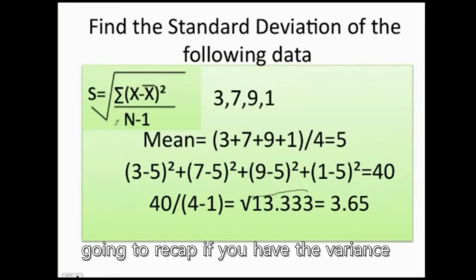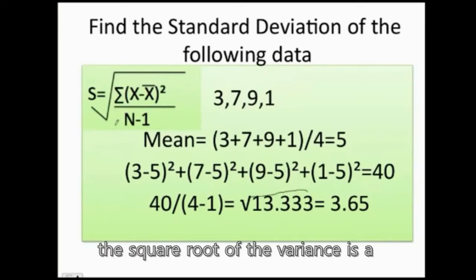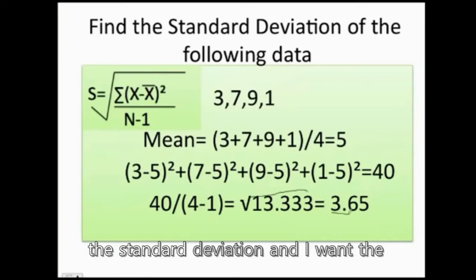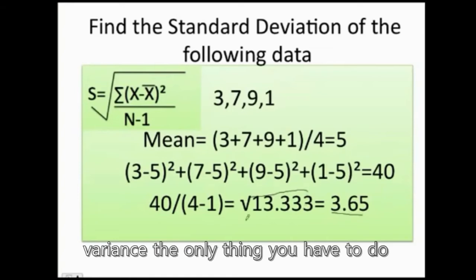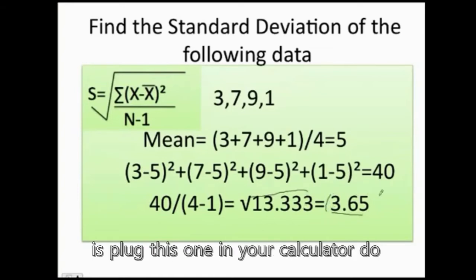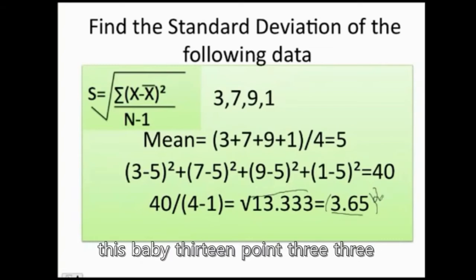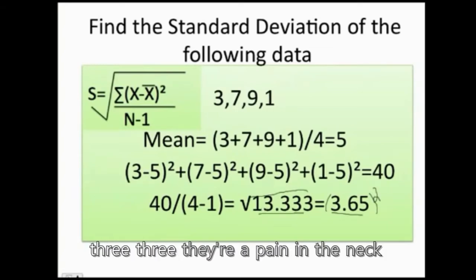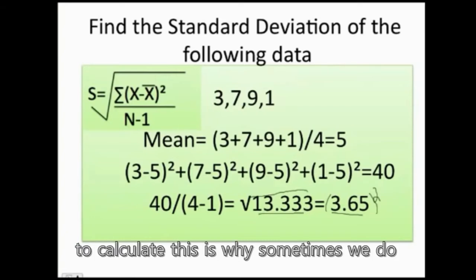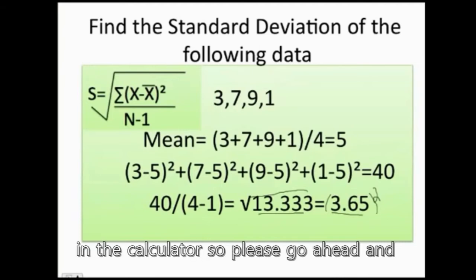I'm going to recap. If you have the variance, the square root of the variance is the standard deviation. If I actually have the standard deviation and I want the variance, the only thing you have to do is plug this value in your calculator, square that value, and you get this baby, 13.3333. They are a pain in the neck to calculate. This is why sometimes we do the standard deviation and the variance in the calculator.